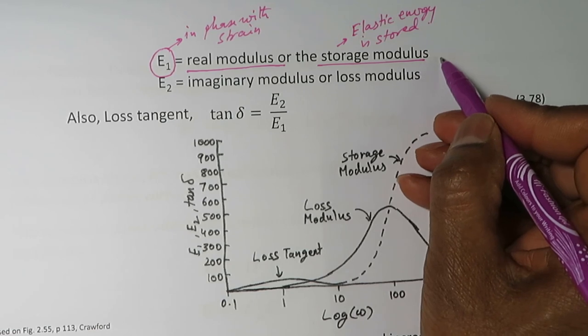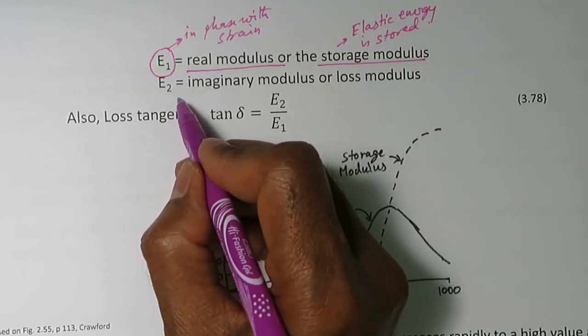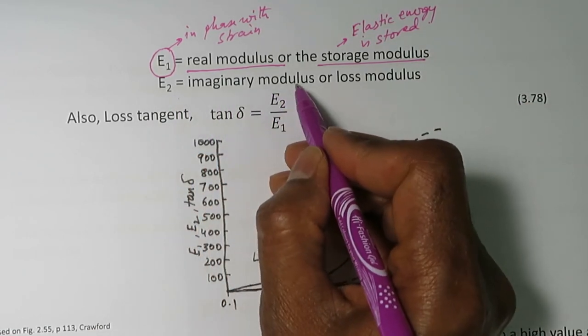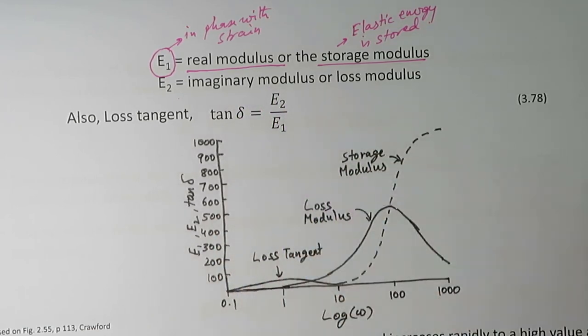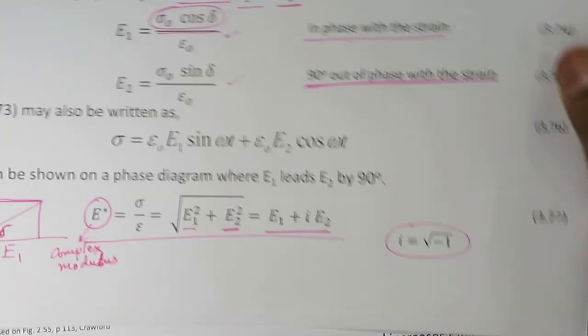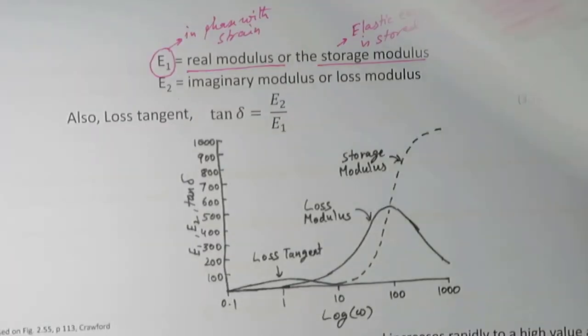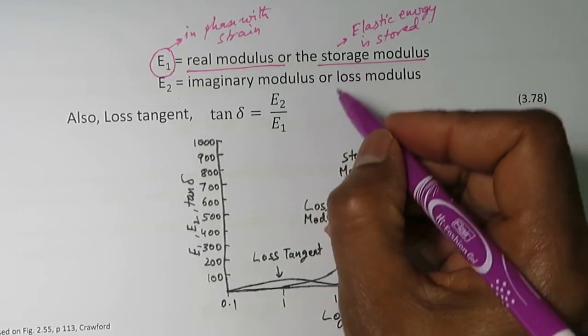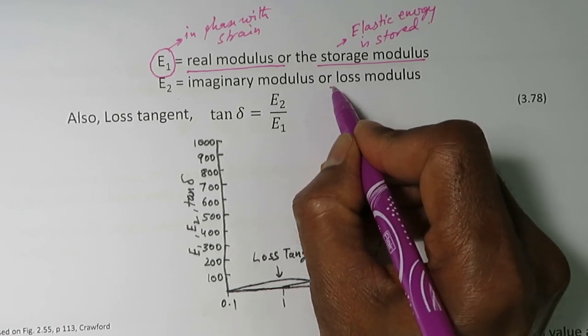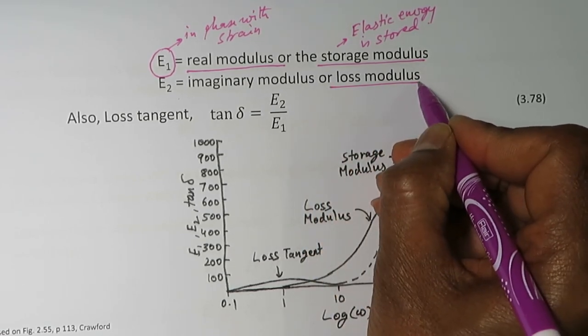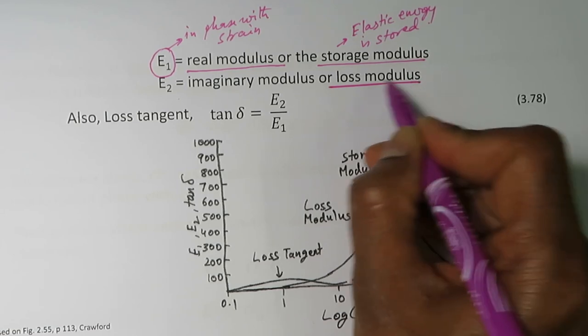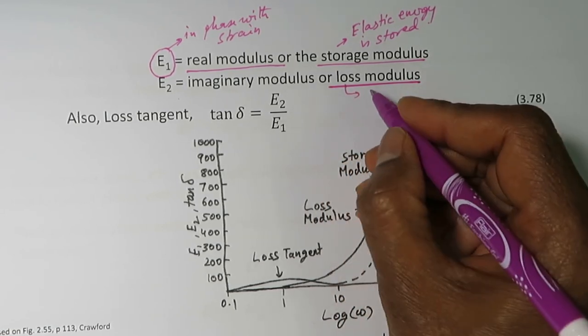So this is known as storage modulus. E2, which is the imaginary modulus component in the previous equation, we saw this one. This is the E2. So E2 is related to the loss, because it is out of phase by 90 degrees. So this is called loss modulus. Basically, that's the energy loss.